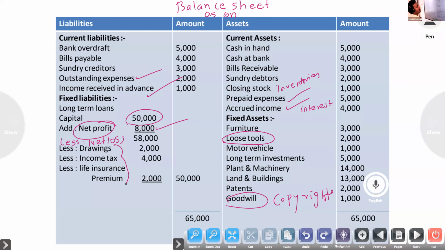What we have to do? From capital you have to minus; the capital amount will decrease if you pay. If net profit is there, the amount will increase. If any drawings, income tax or life insurance premium is there, that is considered drawings, and the capital amount will decrease. So here you only have to remember: capital, add net profit, less all the drawings. Drawings means drawings, income tax, life insurance premium.